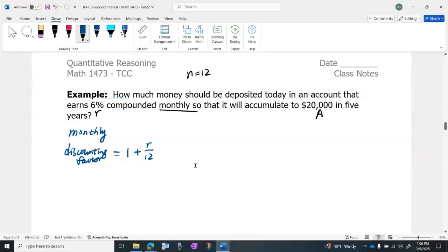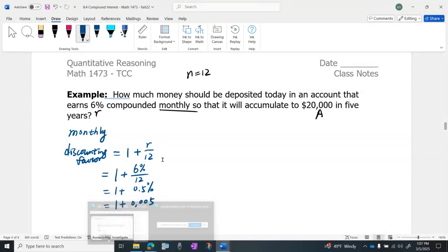Okay, so what is our monthly interest rate? The monthly interest rate is the annual interest rate divided by 12. The annual interest rate is 6%, divided by 12 is 0.5%. 0.5% is 0.005. And 1 plus 0.005 is 1.005. So that's our discounting factor.